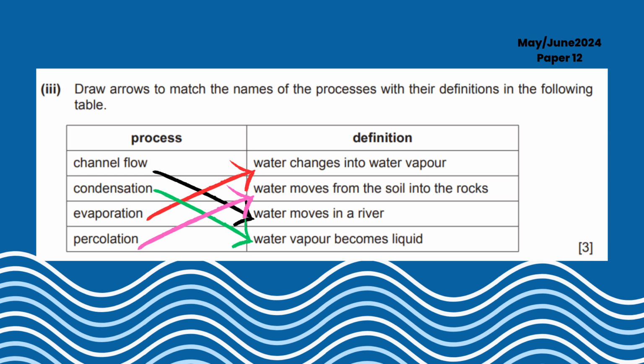Again, key terms: channel flow, movement of water in the river. Condensation means gas into liquid. Evaporation, liquid to gas. Percolation, the movement of water through the soil and rocks.